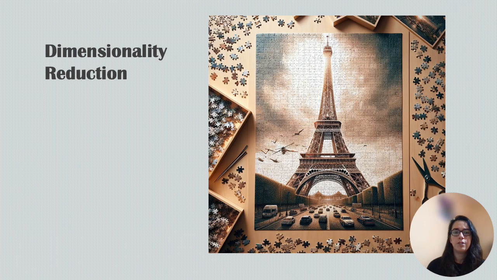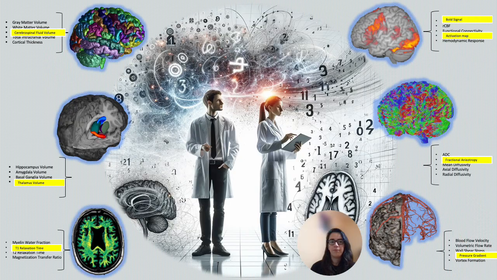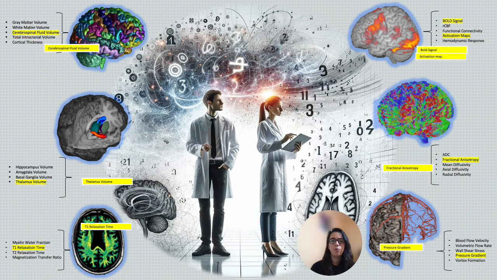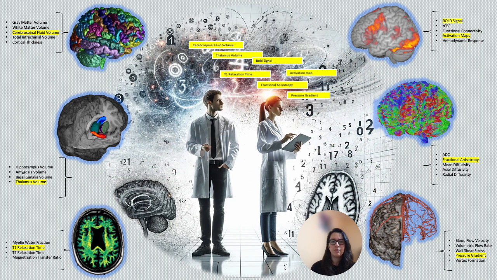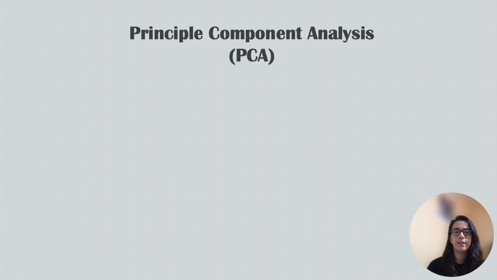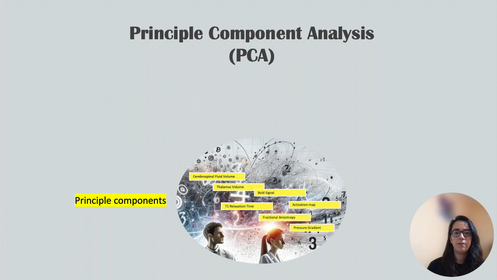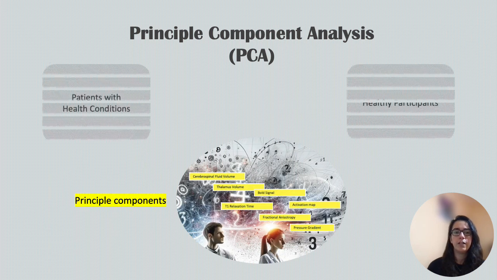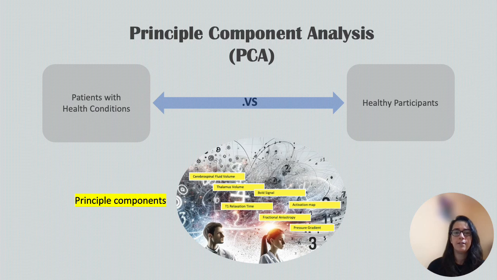Imagine being able to reduce those thousands of puzzle pieces down to just the essential ones that still let you see the full picture. That's what dimensionality reduction does with MRI data. It keeps the important information and gets rid of the rest. One of these dimensionality reduction techniques is called principal component analysis, or PCA. It speeds up how quickly computers can work with scientists to pick out the most crucial parts of the data, known as principal components. This is especially handy for finding issues such as brain injury or other health conditions.